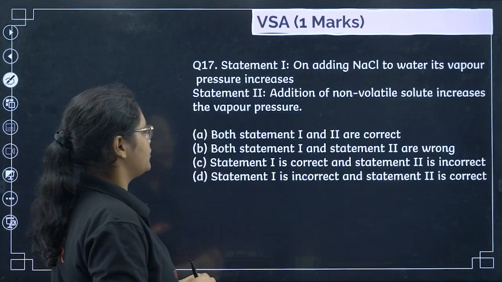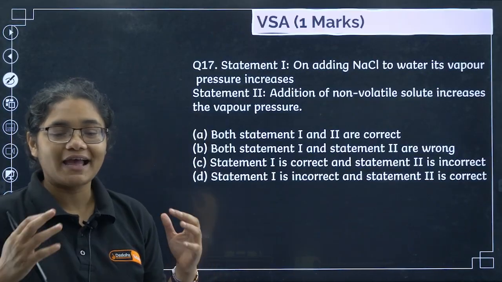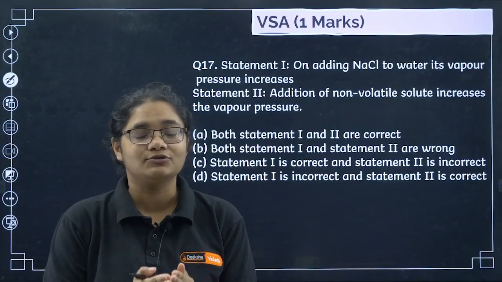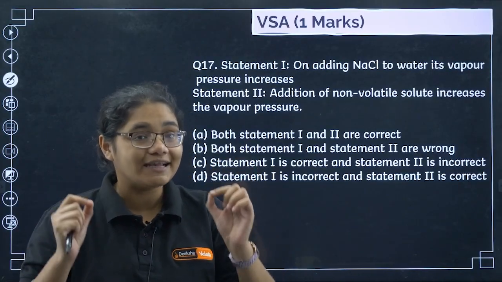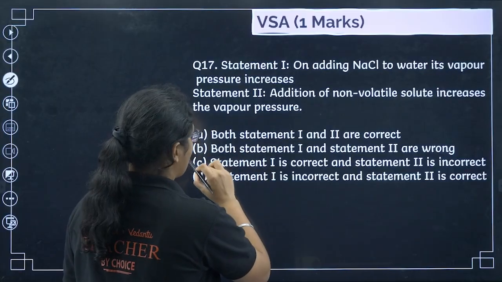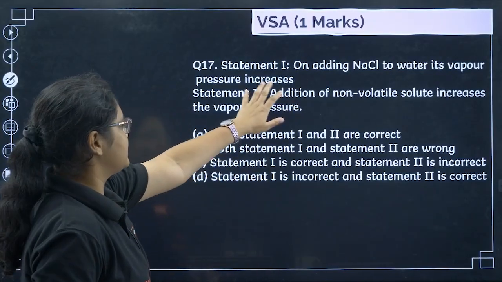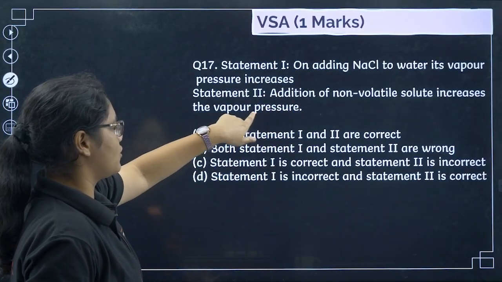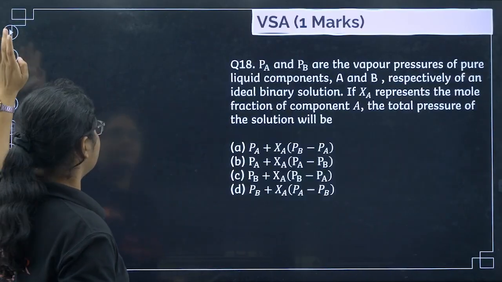Addition of non-volatile solute increases the vapor pressure. So we have studied that when we add a non-volatile solute, the vapor pressure actually decreases. So both the statements are wrong. That is, when we add NaCl, the vapor pressure decreases, addition of non-volatile decreases. So option number B here.